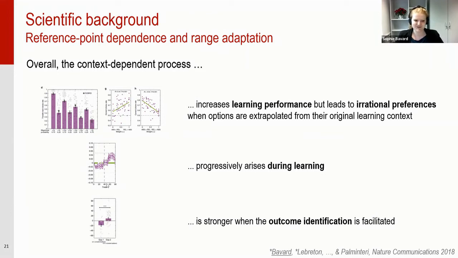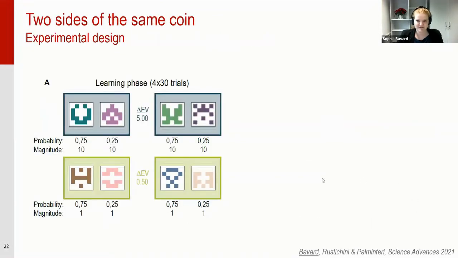These conclusions come with 2 subsequent questions. First, can we develop a model that would dynamically encode range adaptation? And second, can we influence context dependence by manipulating the task factors which facilitate the identification of the option's objective value? And this finally brings us to the paper.